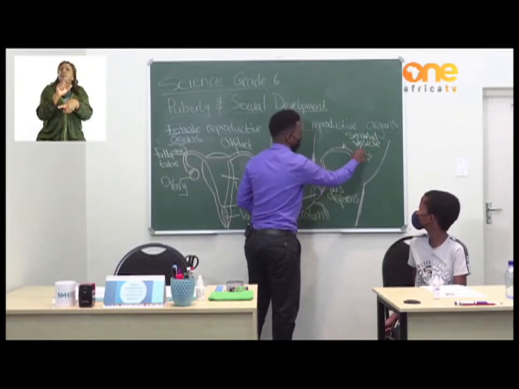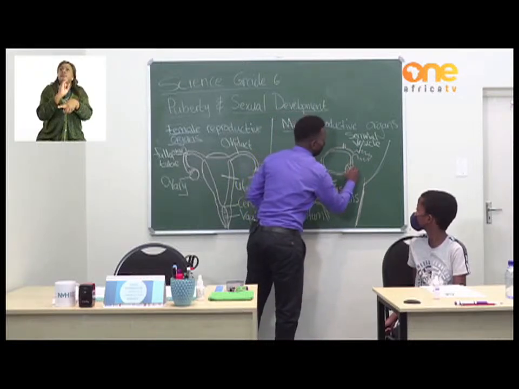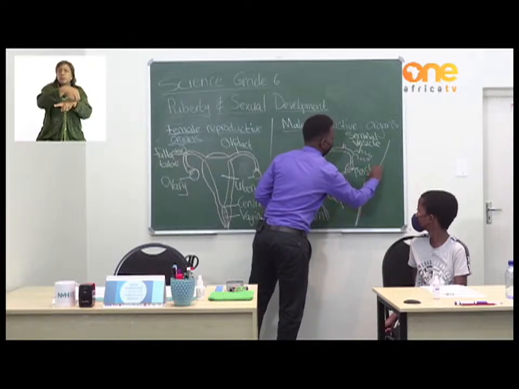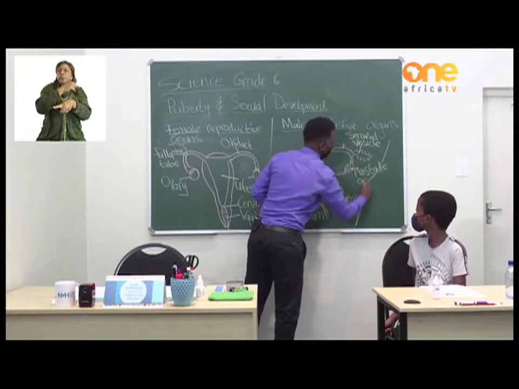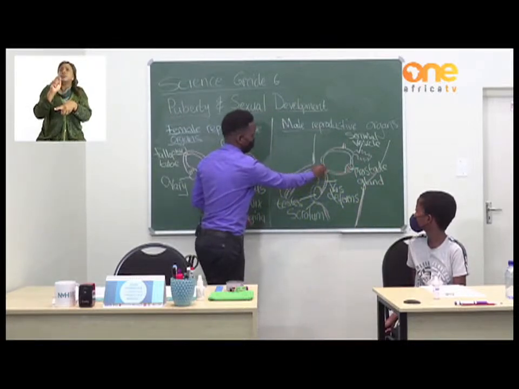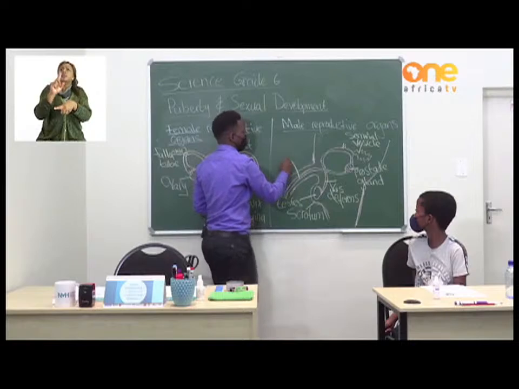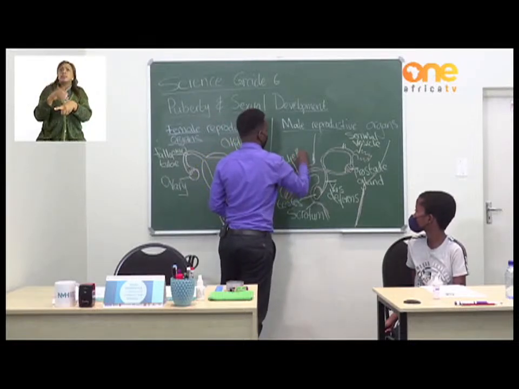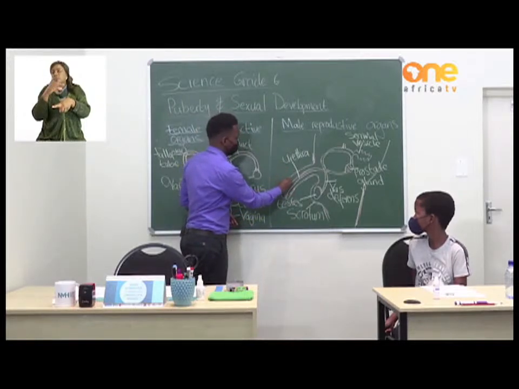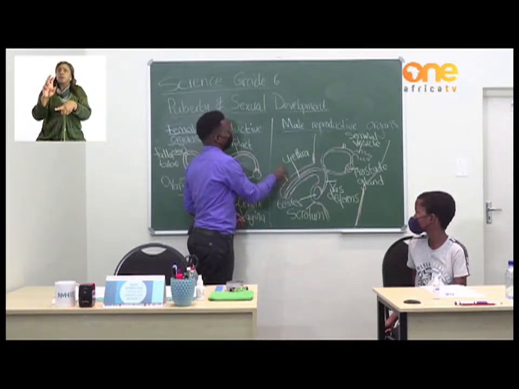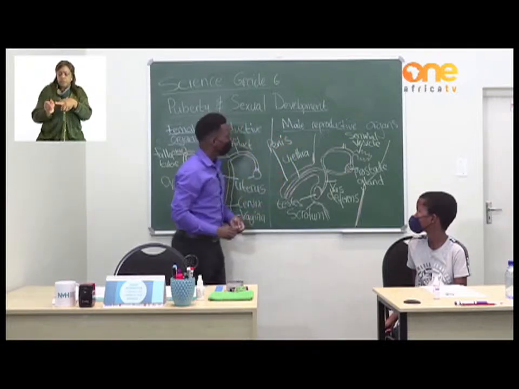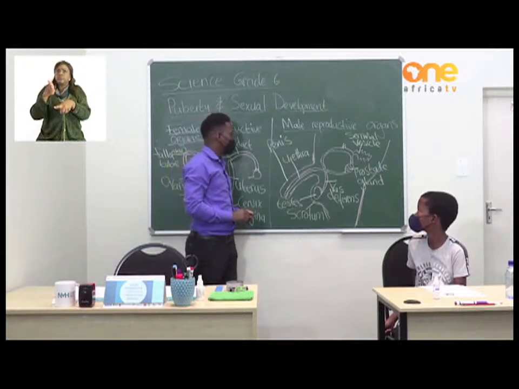From the seminal vessel, there's another structure it goes into called the prostate gland. From the prostate gland, there's another tube, known as the urethra, and the urethra is housed by another structure referred to as the penis. The penis also hangs outside the man's body.